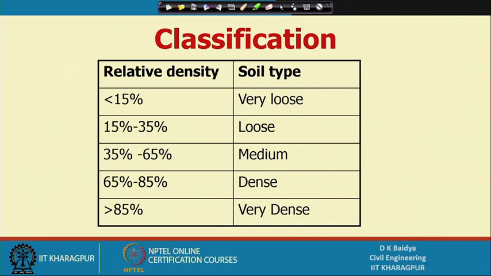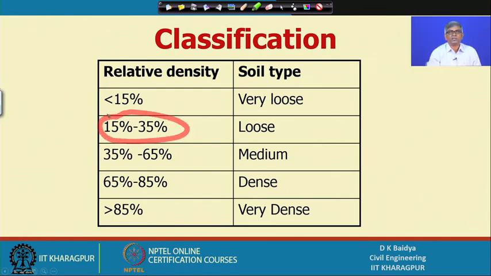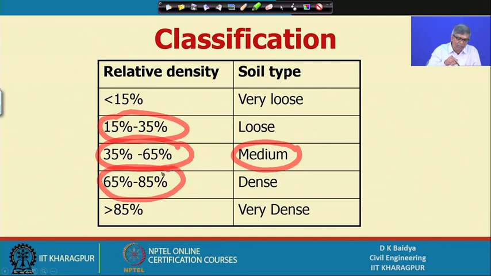Similarly, you collect the sample, find out the minimum void ratio, the maximum void ratio, and the in situ void ratio, put them in the expression, and finally find the value of relative density Dr. If it falls between 15 and 35, the soil will be treated as loose sand. If it comes between 35 and 65, the soil will be classified as medium dense sand. If it falls between 65 and 85, the soil will be classified as dense sand, and if it is greater than 85, then it is called very dense.